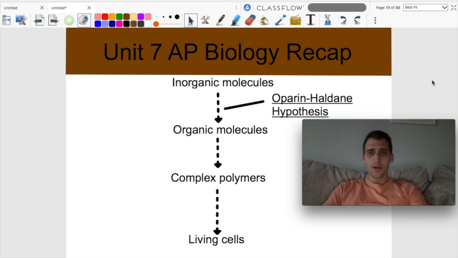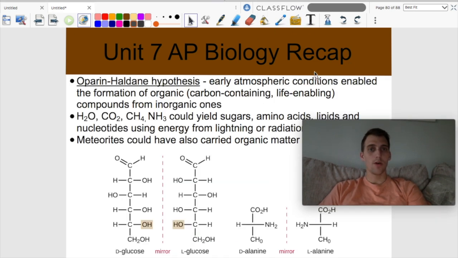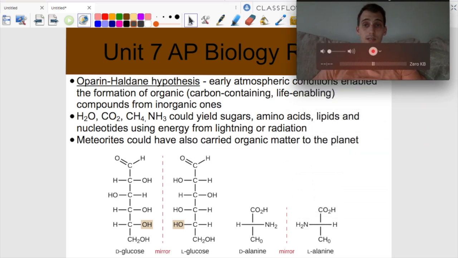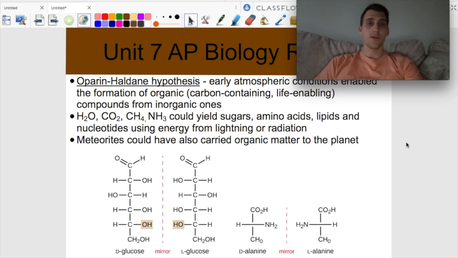But here's my flow chart again. The first step that we've got to talk about here is how we went from inorganic molecules to organic molecules. One of the most famous hypotheses for how that came to be is called the Oparin-Haldane hypothesis, or at least this is the one that's going to be covered in the AP Biology course and exam description. So here we go. Oparin and Haldane are two scientists who hypothesized that early atmospheric conditions, so compounds in the atmosphere, enabled the formation of organic, aka carbon-containing, life-enabling compounds from inorganic ones.